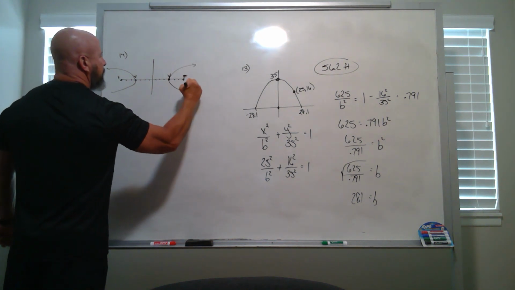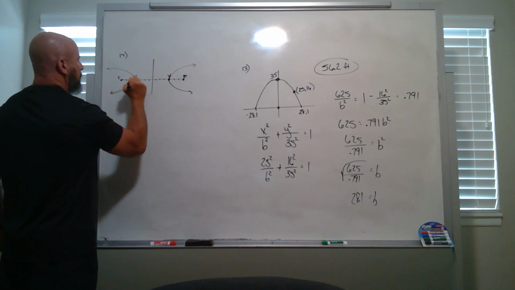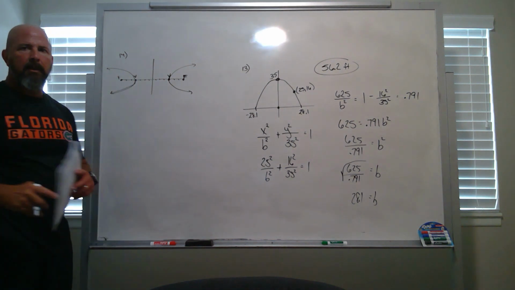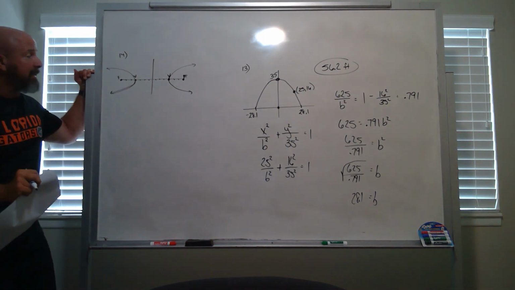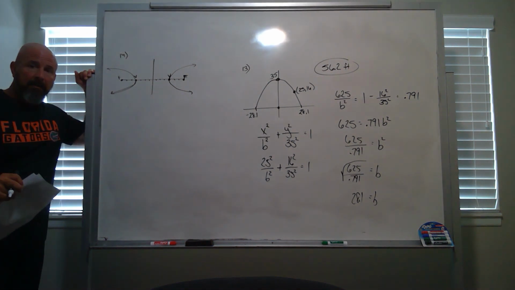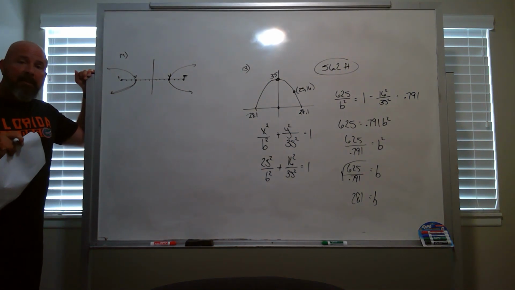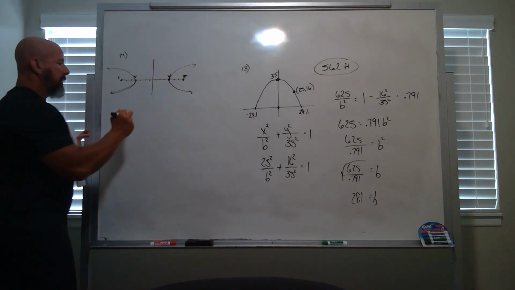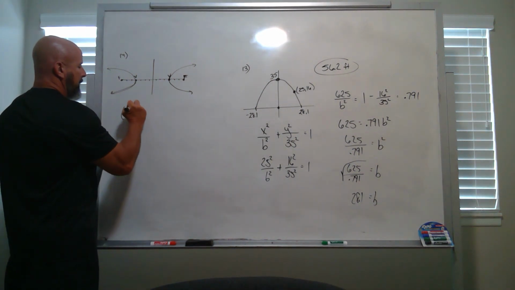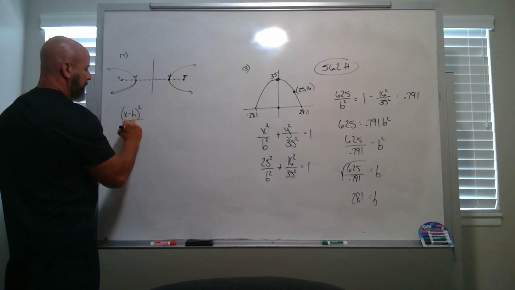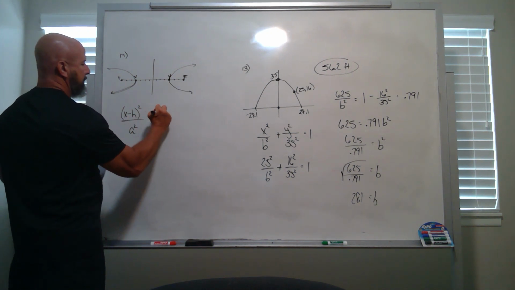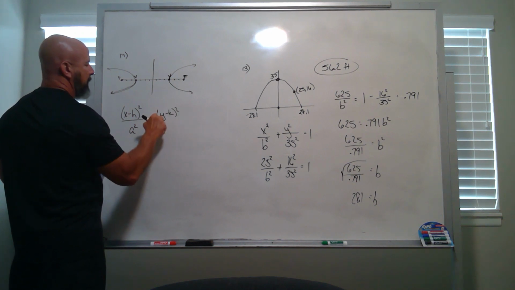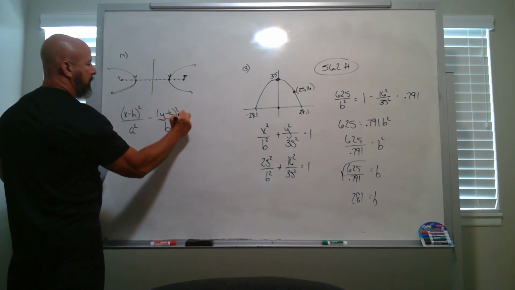Horizontal, or we also say, I don't know how wide they are. I don't care. I'm just trying to get an orientation. I know it's horizontal, or we would say the transverse axis is the x-axis. So that means in my standard form, x is coming first: x minus h squared over a squared minus y minus k squared over b squared is 1.